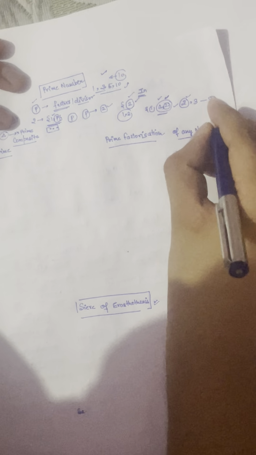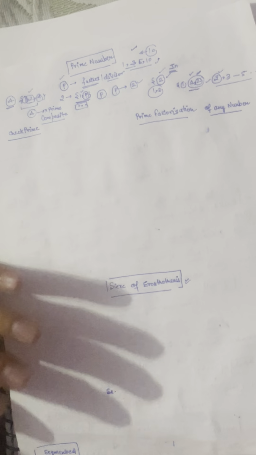Then 3 would be the next one, and then 5, and the list will continue. So again, prime numbers are those numbers whose number of divisors is just two. The first one is 1, and the second divisor would be the number itself, and there is no other number except those two which can divide p. This is the definition of prime numbers.